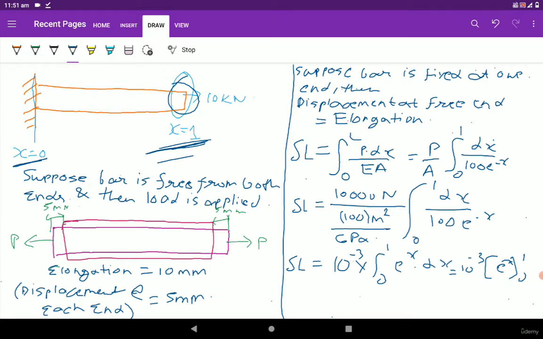So we can write it as 10 power minus 3 times the integral of e power x from 0 to 1. Substituting the value, we are going to get 2.718 minus 1. This will not be 10 power minus 3 because we have already multiplied it inside. So the answer will be 1.718 millimeter. So this is the solution for this question. Now moving to the next question. Let me clear this up.